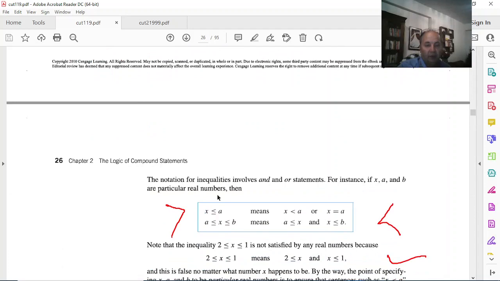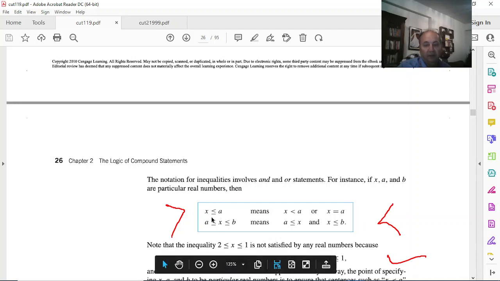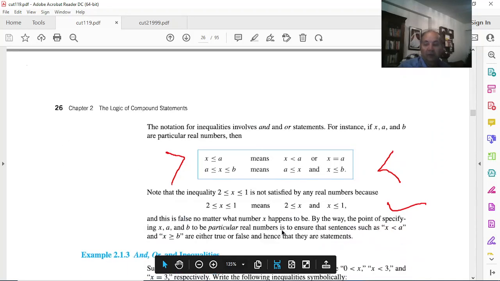The important part is inequalities. We will be using them in mathematics a lot. X less than or equal to A means either X is less than A or X is equal to A. Or for interval estimation, this is a mathematical number interval, it means X greater than or equal to A and X less than or equal to B at the end, okay? These are the important logical expressions.